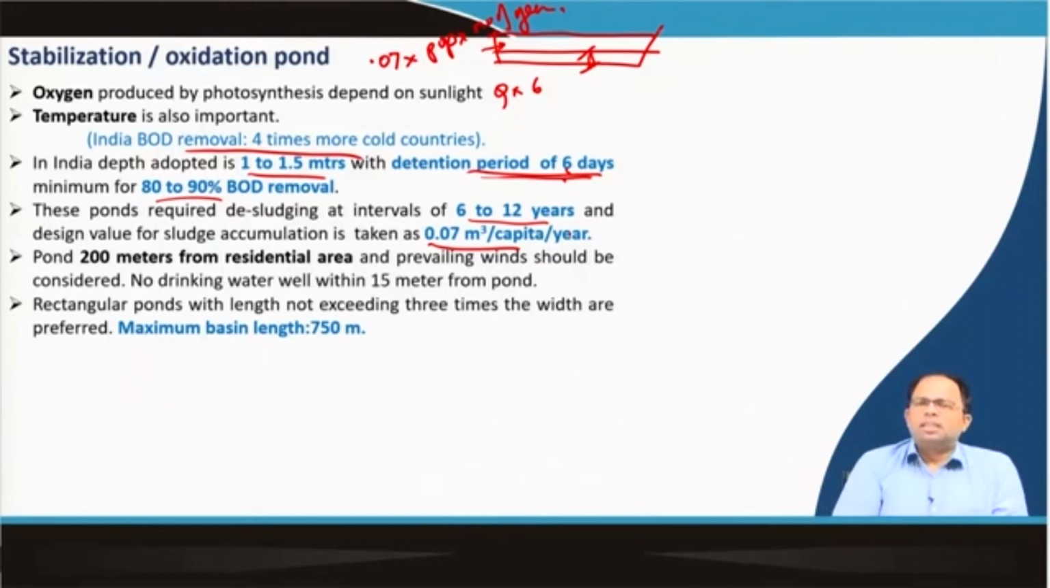So, some protection measures have to be taken. The pond has to be around 200 meters from residential areas, because wind will carry the smell from this pond, and it is also better to have drinking water wells at least 15 meters away from the pond, so that there is no contamination. Usually these ponds are rectangular with length not exceeding 3 times the width, and maximum basin length is sometimes kept at around 750 meters.